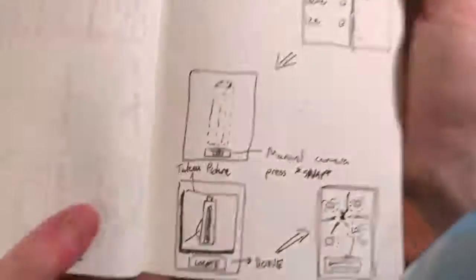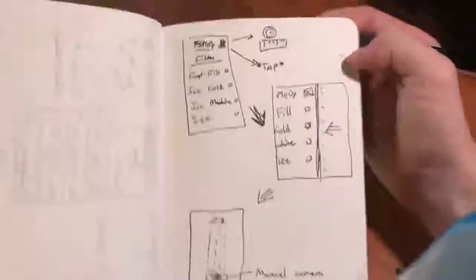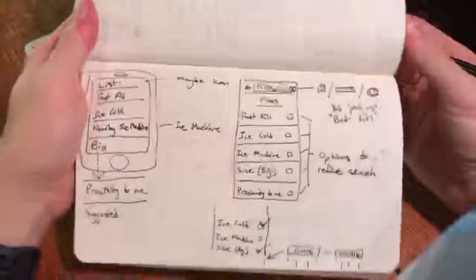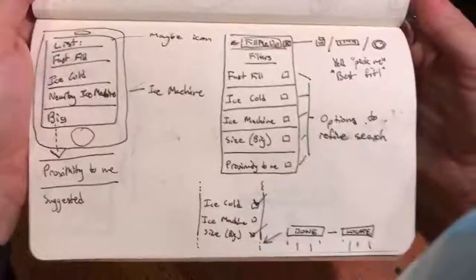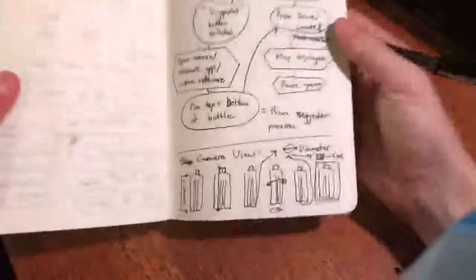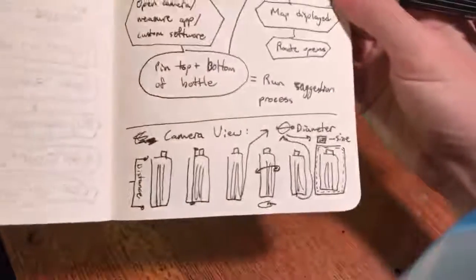So yeah, this has been James Explains. This was a fun one. I enjoyed breaking down the process of trying to locate a water bottle, the correct one, the one that you want to use.